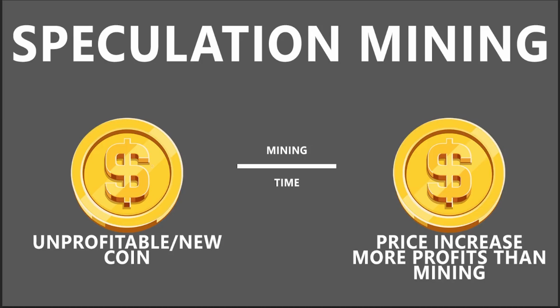It's basically mining at unprofitable rates on new coins, or it could be old coins depending on which ones you're choosing. You're mining at unprofitable rates, and then over time the price of the coin increases. As you're unprofitable, you're not going to see profits until time has gone by and the price increases. Then you see more profit than you would previously get from mining a profitable coin.